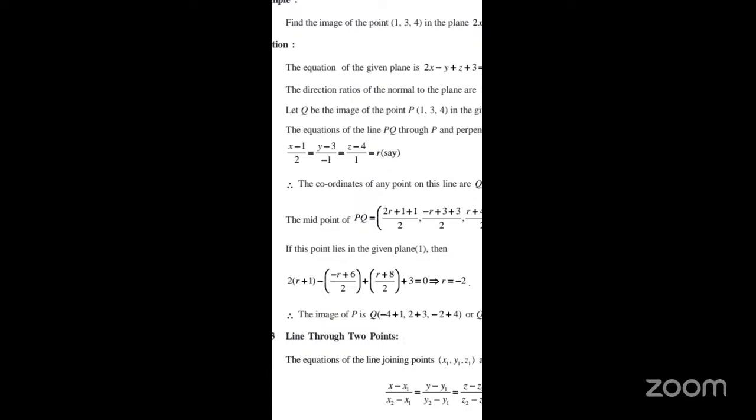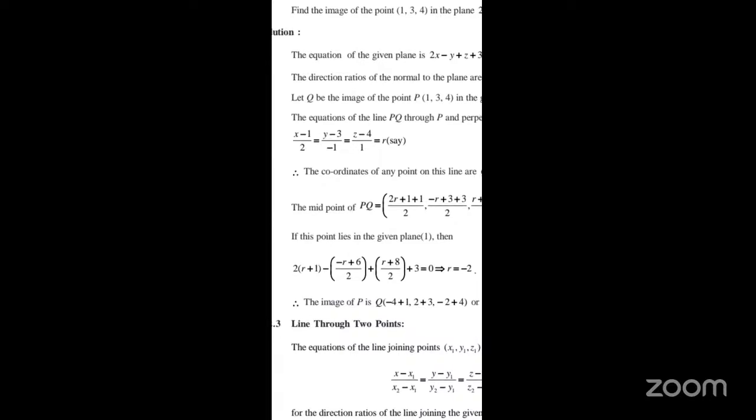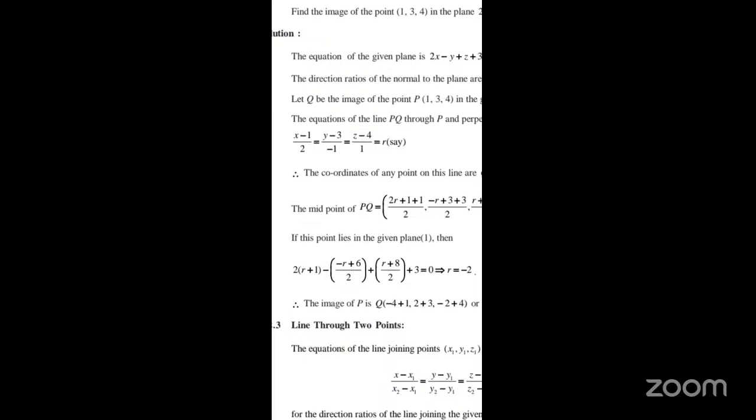So the coordinates of any point on the line Q are 2r plus 1. How to get the 2r plus 1? x minus 1 by 2 equal to r, so that's why it is 2r plus 1. And y minus 3 by minus 1 equal to r, that is minus r plus 3. z minus 4 by 1 equal to r, so r plus 4. So here is the Q point.